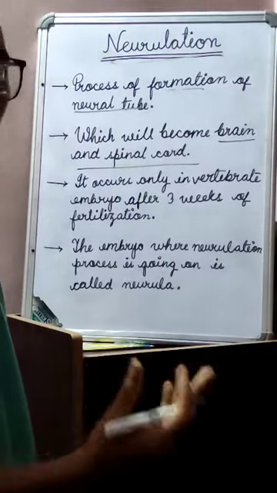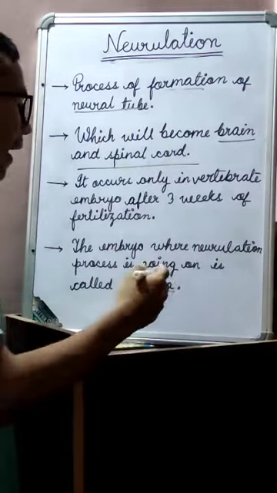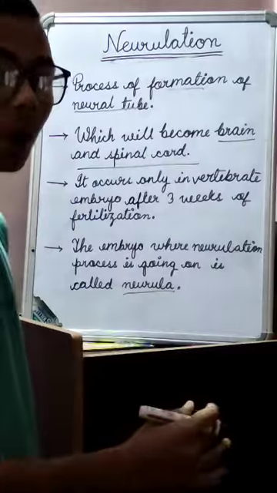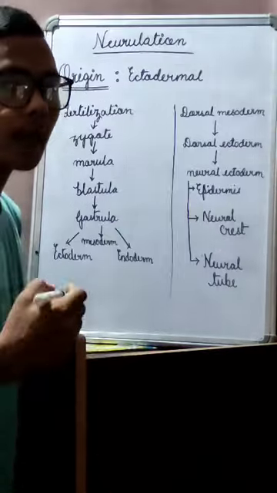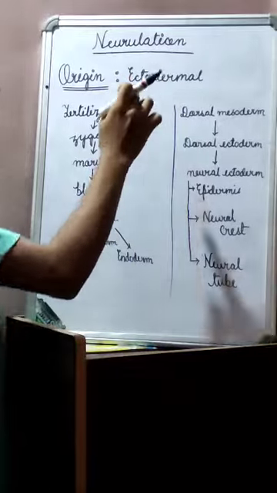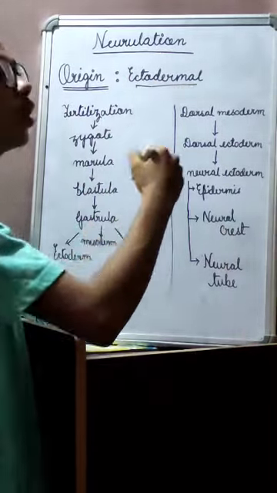Now let me introduce you to a new word, neurula, which is the embryo where the neurulation process is going on. It's known as neurula. Now, coming to the origin of neurulation, it is ectodermal in origin.